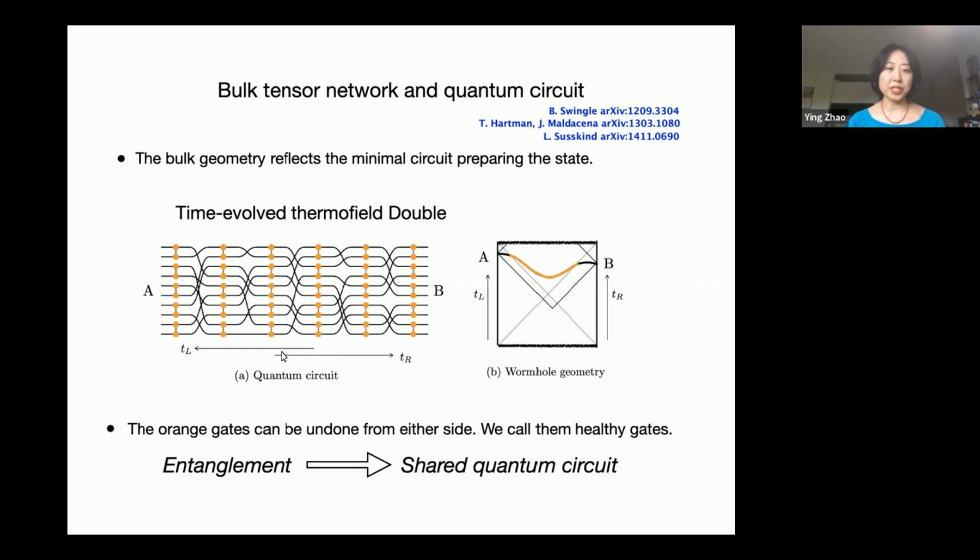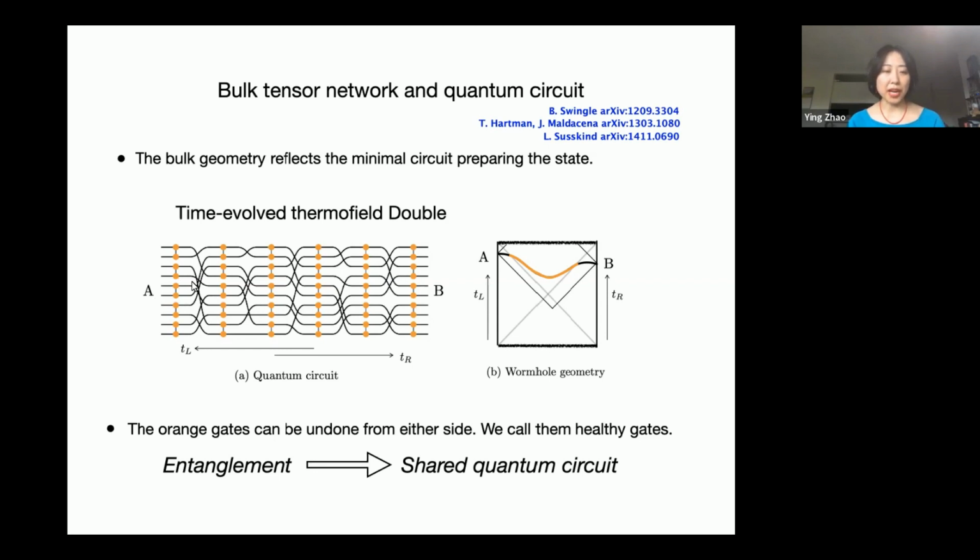There is a key property in this particular setup, because in this case, we represent this thermal field double, where S is the black hole entropy, by S Bell pairs. Once you have Bell pairs shared between, let's say, Alice and Bob, you can apply unitary gates on Alice's end, or you can apply unitary gates on Bob's end, but these gates can be undone from either side.